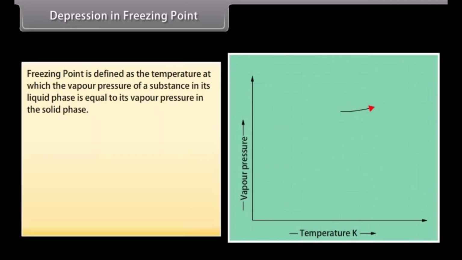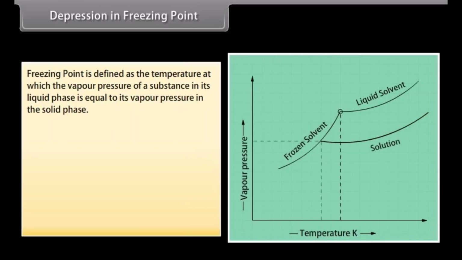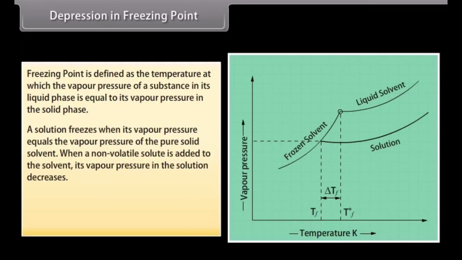Depression in freezing point. Freezing point is defined as the temperature at which the vapor pressure of a substance in its liquid phase is equal to its vapor pressure in the solid phase. A solution freezes when its vapor pressure equals the vapor pressure of the pure solid solvent. When a non-volatile solute is added to the solvent, its vapor pressure in the solution decreases.